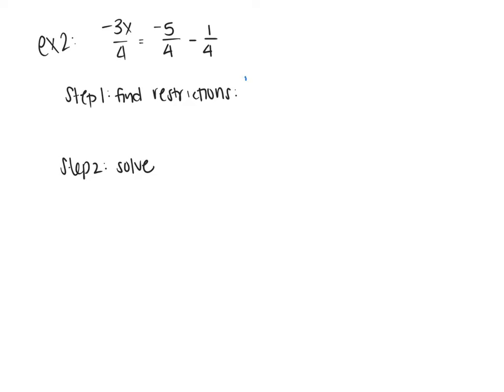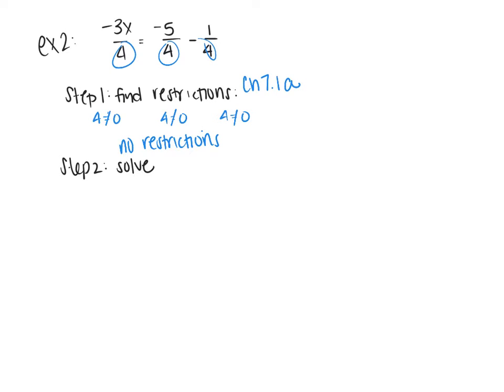These are the same restricted values as chapter 7.1a. So I take all the denominators, 4, 4, 4, and set each one equal to 0. So I have 4 equals 0, 4 equals 0, 4 equals 0. None of those denominators will ever be 0. So for this one, I have no restrictions, which is good. That means there is no value of x that I can't have. X can be anything. The domain in this case is x equals all real numbers.